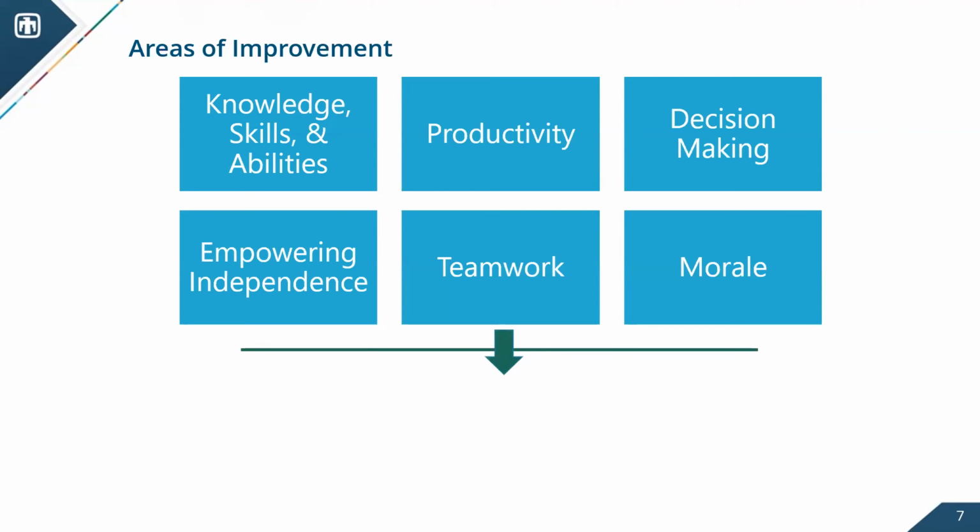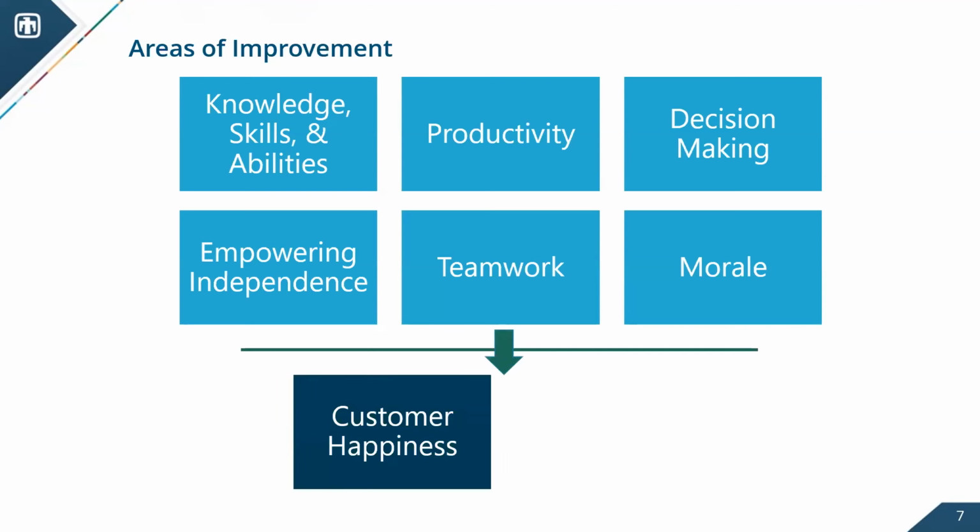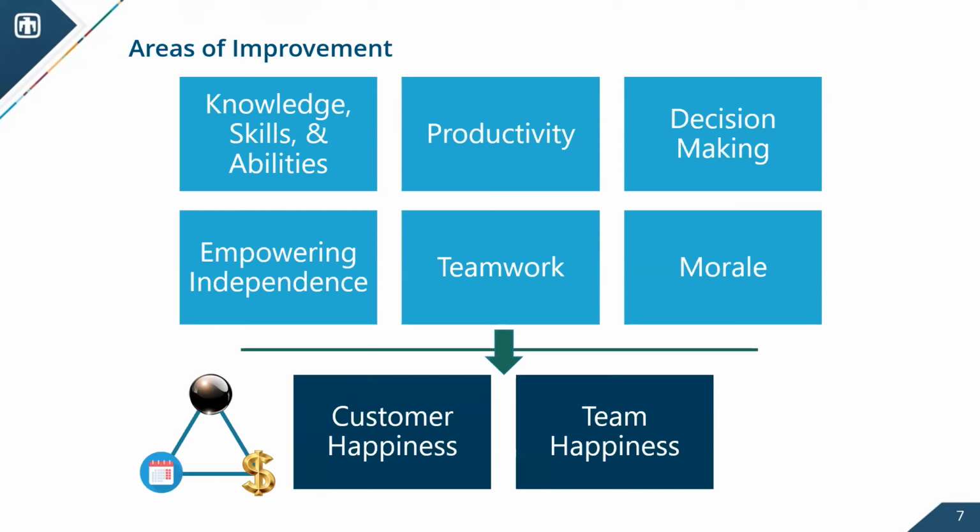I think all this boils down to a couple of broader categories. There's customer happiness and team happiness. Customer happiness is the classic quality, schedule, and cost. Those are the three things that really matter to the customer. And team happiness is, do team members want to keep doing what they're doing?